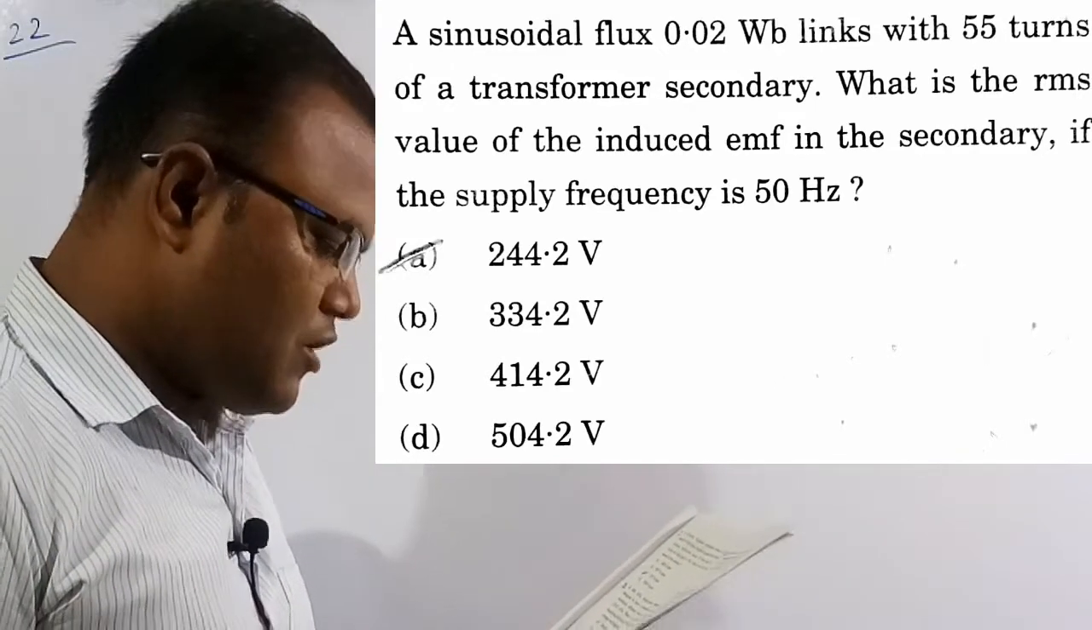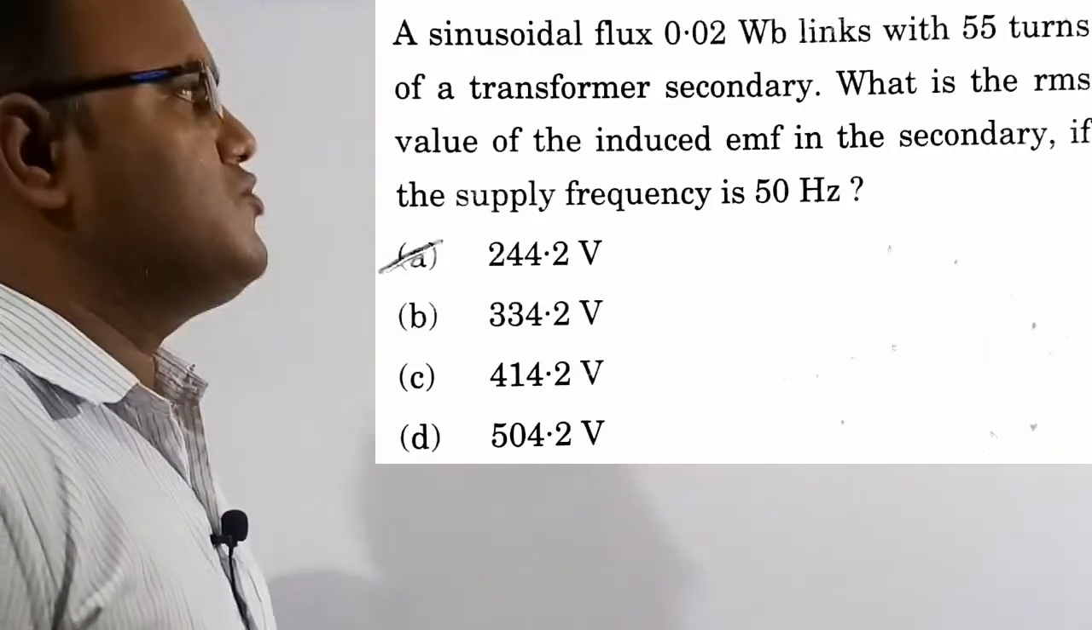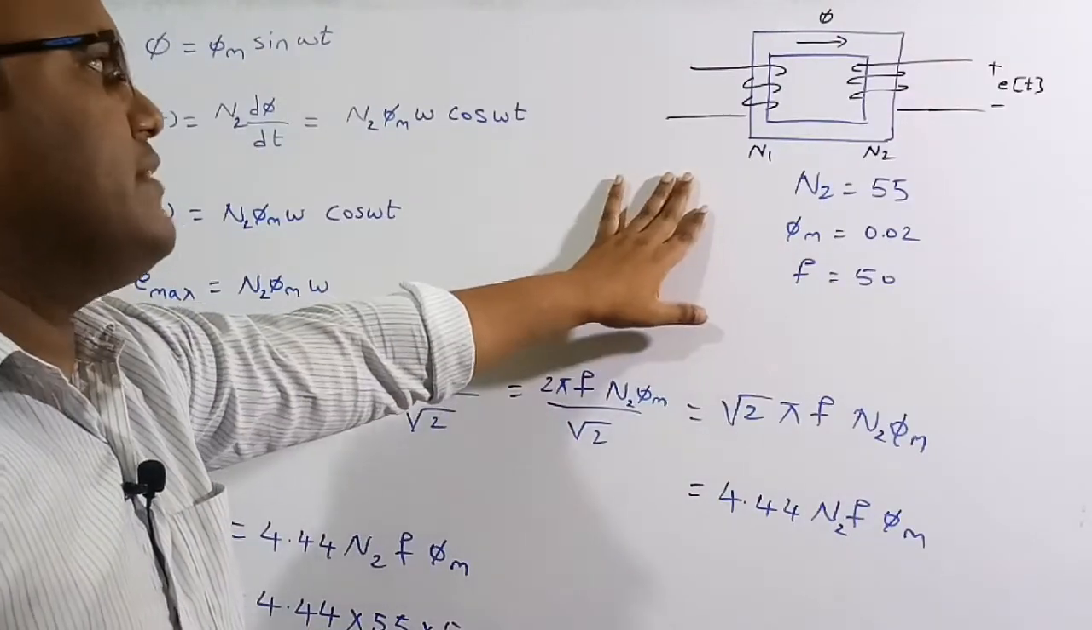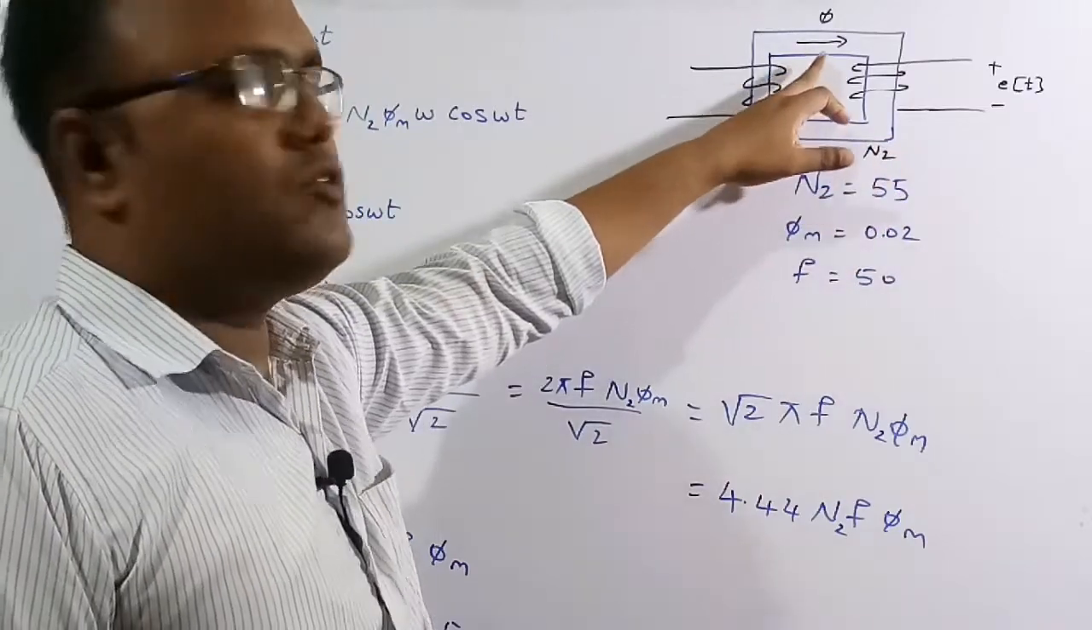So what are the four options? Option A, 244.2 volt, is the correct solution of this question. So let's solve this numerical. Basically this is a transformer with the primary winding turns N1 and the secondary winding turns N2, and the flux in the core is phi.